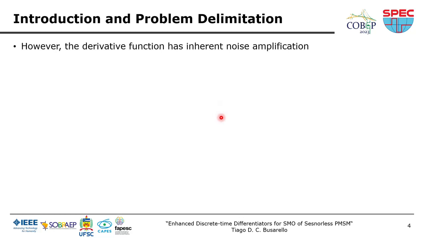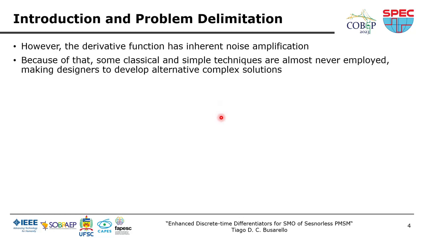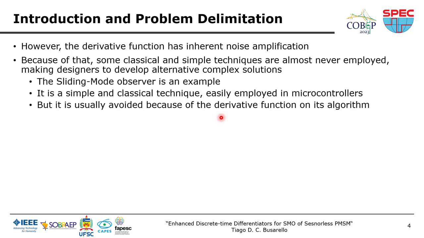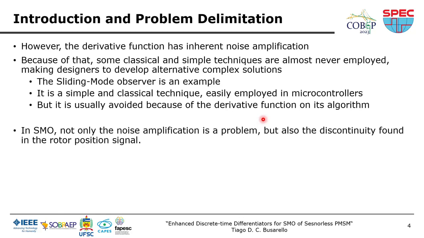However, the derivative function has inherent noise amplification, and because of that some classical and simple techniques are almost never employed, making designers develop alternative complex solutions. The sliding mode observer is an example. This observer is simple and classical, easy to employ in microcontrollers, but it is usually avoided because of the derivative function in its algorithm. And also in sliding mode observers, not only the noise amplification is a problem, but also the discontinuity found in the rotor position signal.